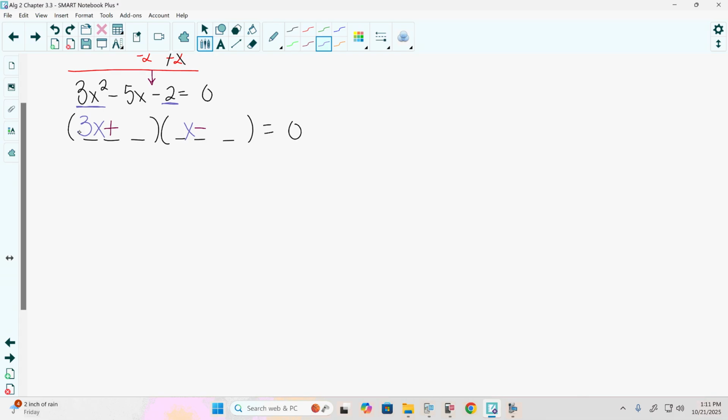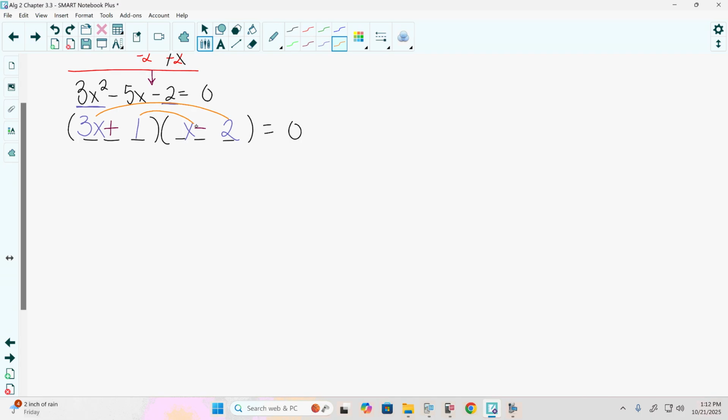At this point here, I would just plug the factors of 3 in one of the two spots, or 3 and 1 next to our x's. Our factors of 2, well, the only one set of factors of 2 is 1 and 2. So we'll plug those in and then check and make sure that these are the correct factors. If not, we can flip the factors of 2 and try again.